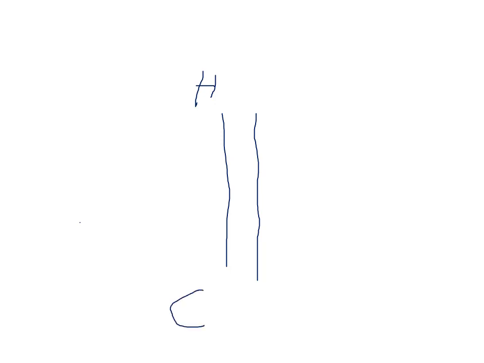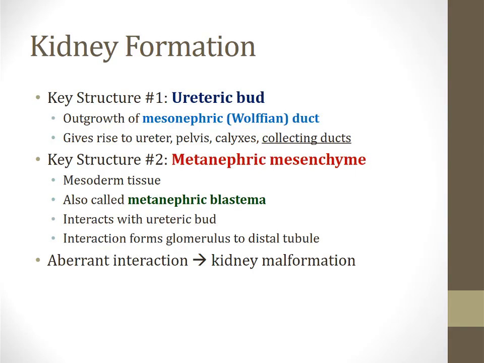So up at this head end, you first have a renal structure form called the pronephros. It then degenerates. Then a second structure forms and it also degenerates. And then finally, down here at the caudal end, we're going to have formation of the metanephros, which goes on to become the permanent adult kidney. So there are 2 key structures involved in forming the permanent adult kidney.